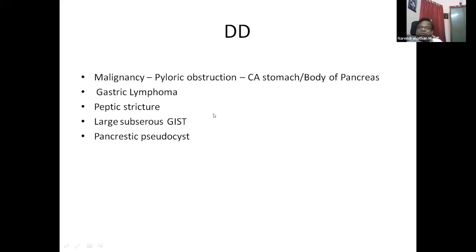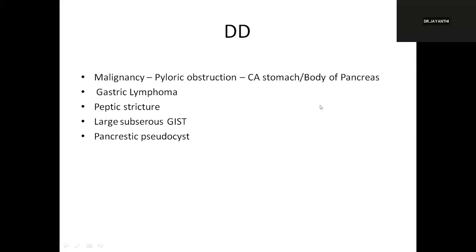Meanwhile, we'll ask the other two discussants their differential diagnosis as per the history. Dr. Krishnamar is not seen on screen. Yes, sir, I am here, sir. Anything you have to say about this? Sir, I'll keep carcinoma pyloric antrum as my first DD, sir, followed by gastric diffuse large B cell lymphoma second, and then peptic stricture.